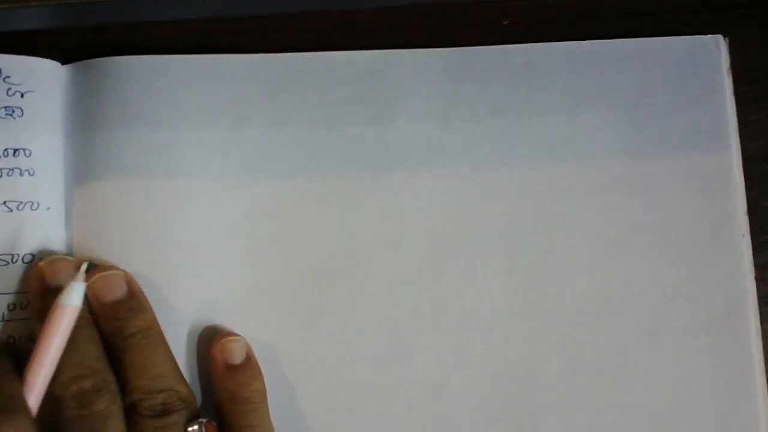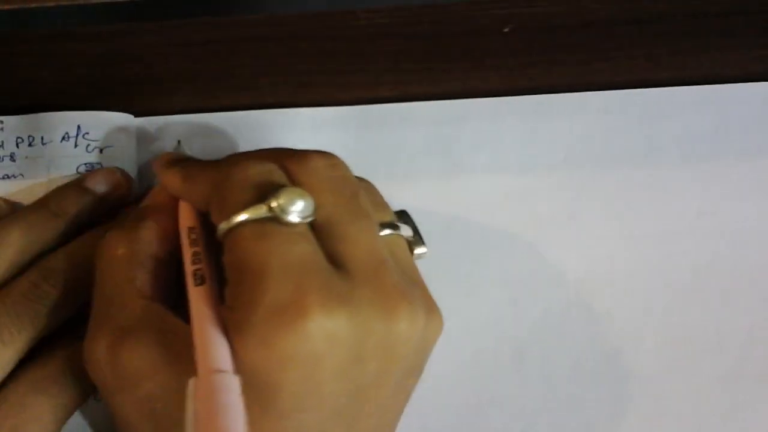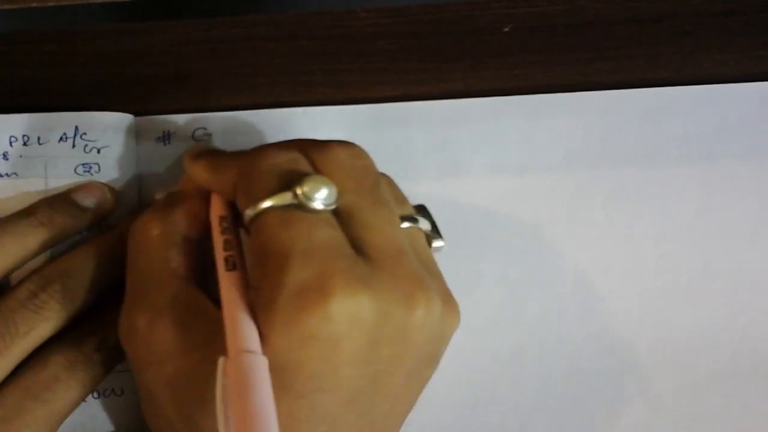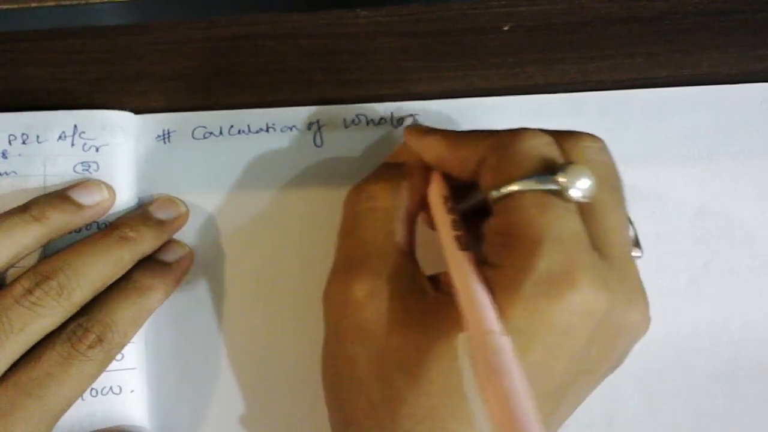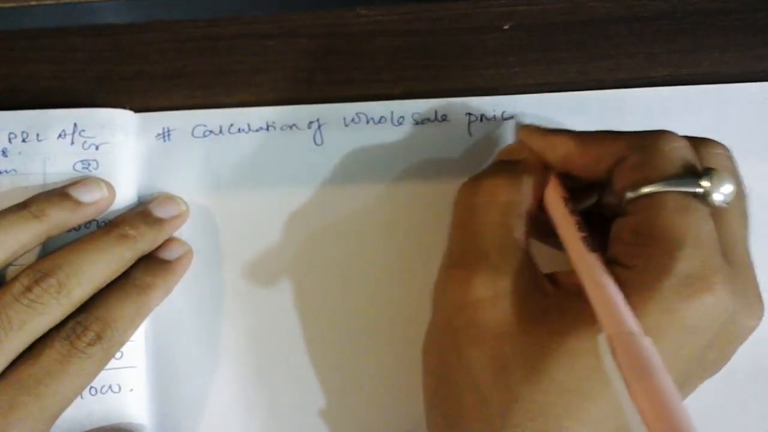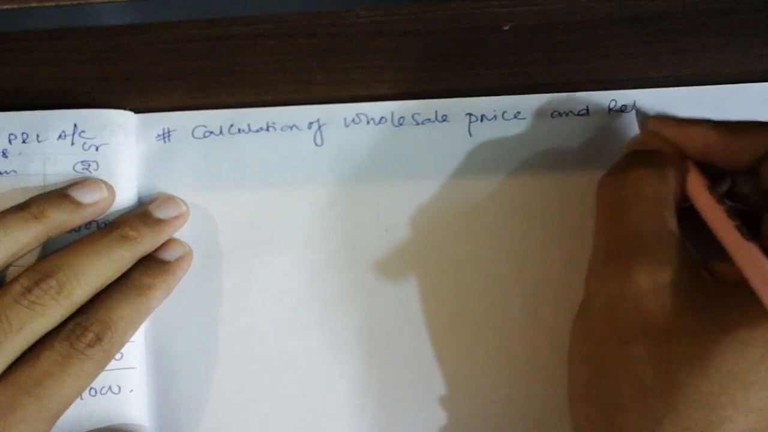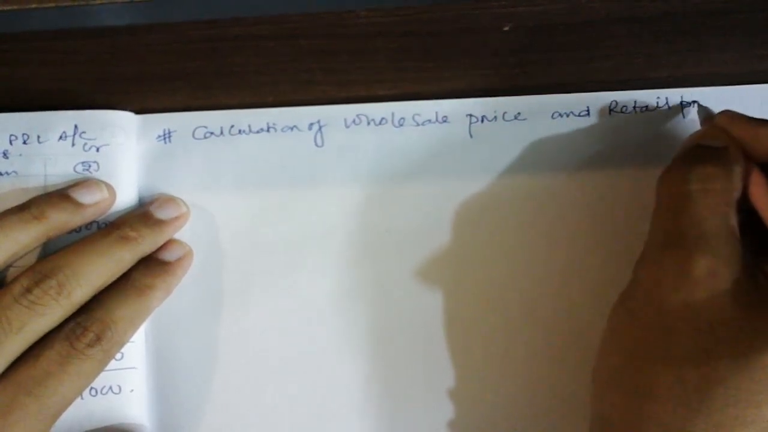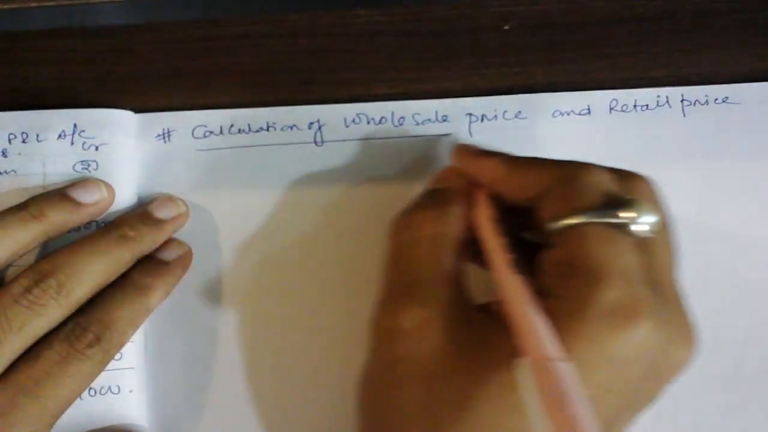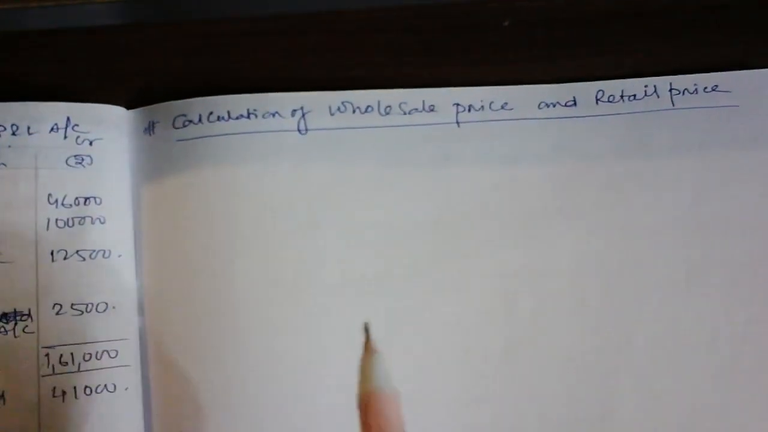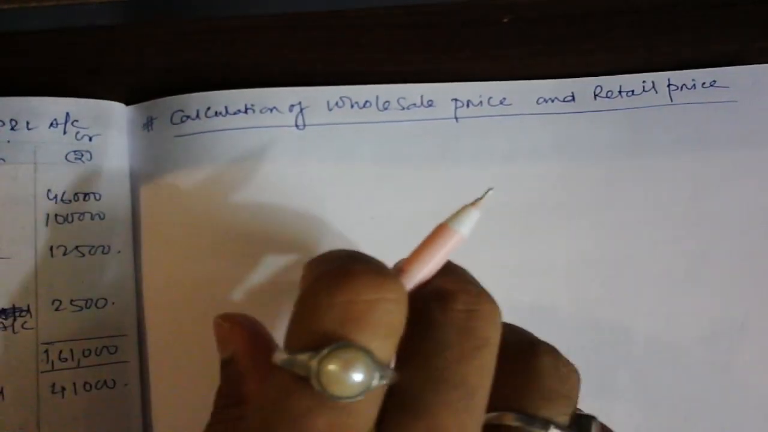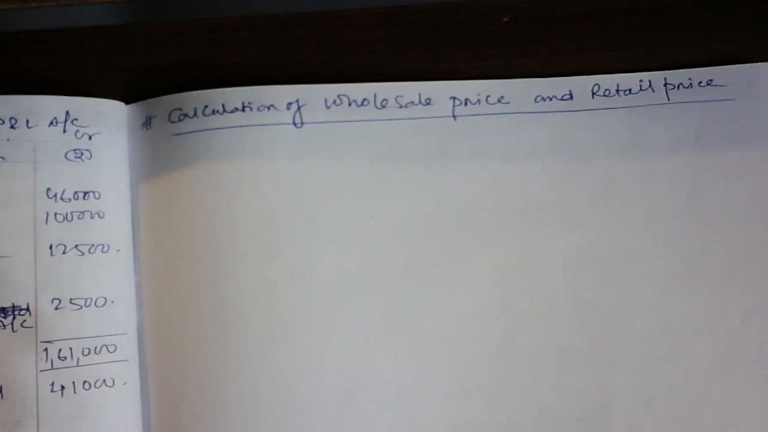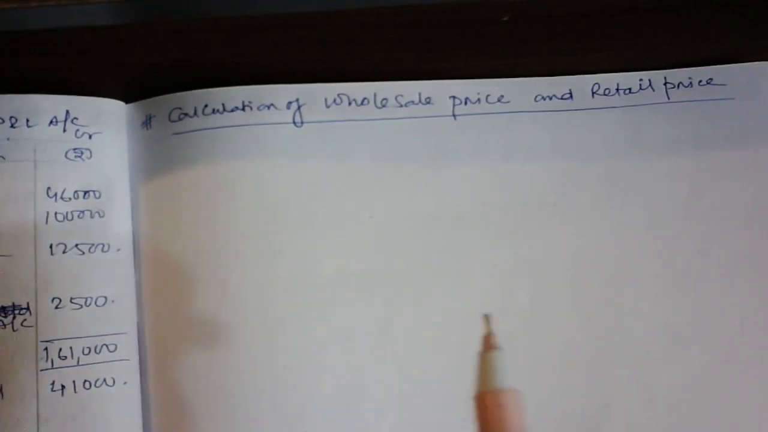First of all, look here: calculation of wholesale price and the retail price. I am repeating again, calculation of wholesale price and the retail price. Perfect. This is what we need to get, the calculation here. So calculation of the wholesale price and the retail price.